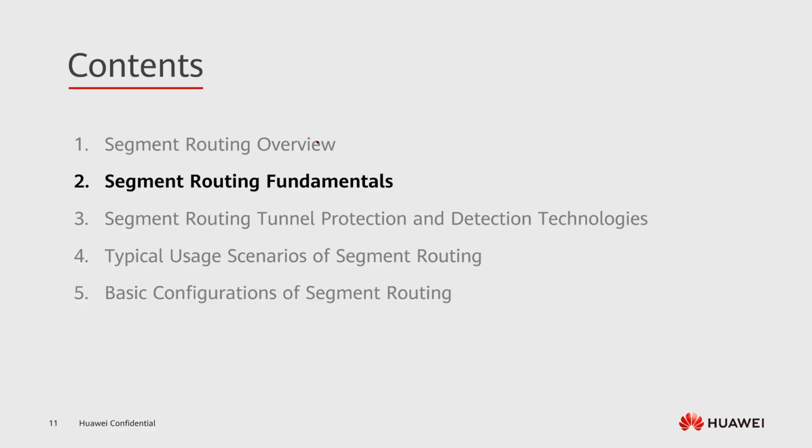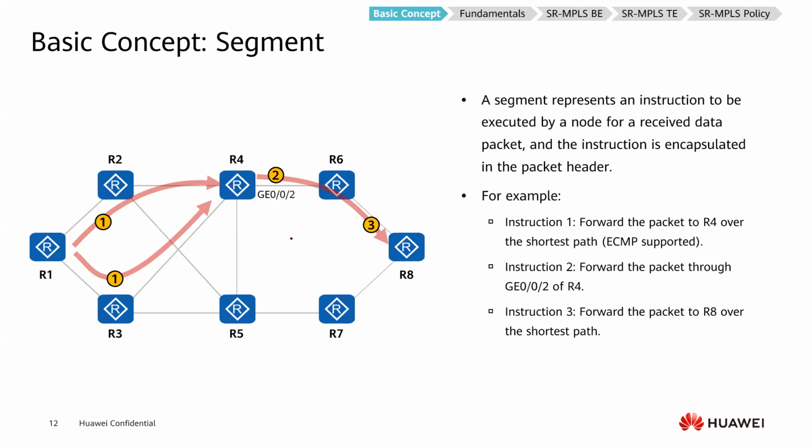Okay, so this is the overview. Let's look at the routing fundamentals for segment routing. First, what is a segment? A segment is basically just a path from one point to another point. So this is a segment. A segment represents an instruction to be executed by a node that receives a data packet, and the instruction is encapsulated in the packet header.